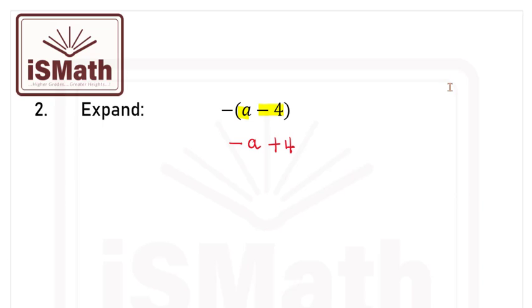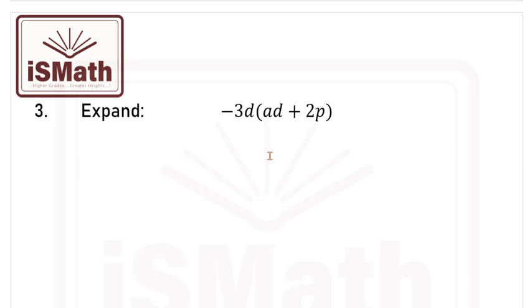So my answer here could be left as minus a plus 4, but sometimes some people just want to tidy this up by just doing 4 minus a. So that's the answer. It could be minus a plus 4 or 4 minus a. The third question here says, expand minus 3d, open bracket, ad plus 2p, close the bracket. So this time around, we have a very clear term outside the bracket. It's visible what is outside the bracket. We know it's minus 3d. But then what you have inside the bracket, we also have two terms as well. The two terms inside the brackets are ad and plus 2p, actually plus ad and plus 2p.